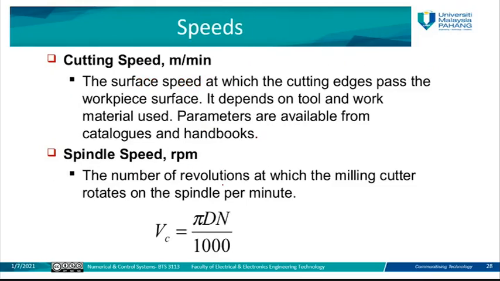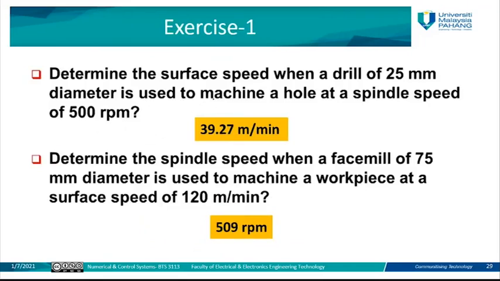We already defined this one, and here is the same formula that we had before for the speed with revolution. It depends on the diameter and also the spindle speed over 1000. You have some exercise here you can go through, because you already have similar exercises in chapter 4 and in the assignment. You can just go through to confirm your result with this one.